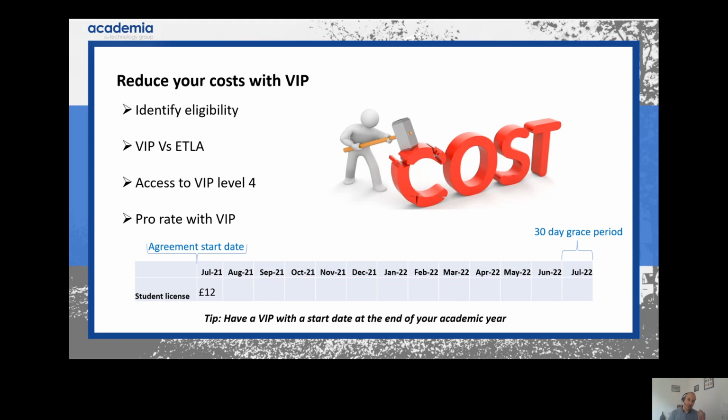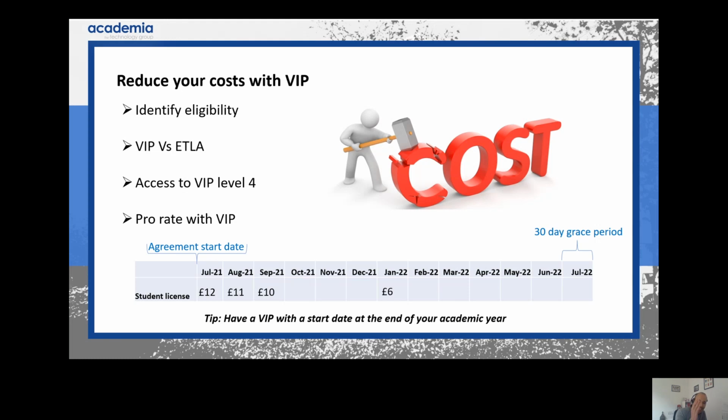So I set up my agreement 1st of July, I order a license, I'm going to pay £12. I set up my agreement on the 1st of July, but I wait till the 1st of August. My license is now going to cost me £11. If you can get all the way through to September, you're talking £10. And you may, for example, have courses that run from January to the end of the term, in which case you could procure your license then.